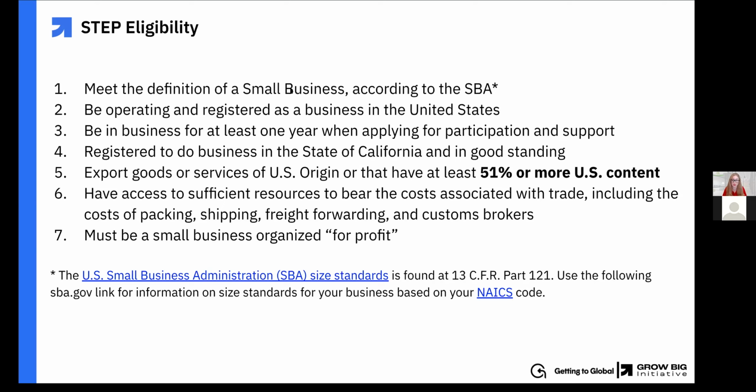In the resources, we have listed the formula, and I think I have it on one of the next slides as well. There is a formula that can help you determine whether your products have 51% US content. You must have sufficient resources to export. Basically this means you have to be ready for export and understand what other costs are related to exporting and global expansion. And you must be a for-profit business.